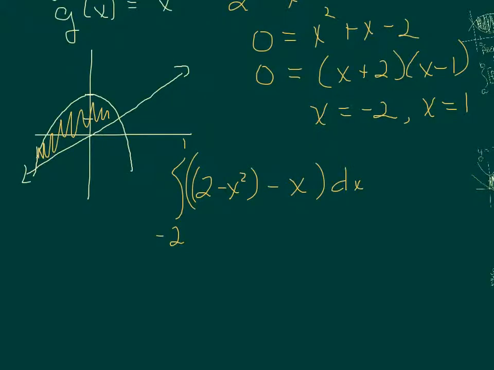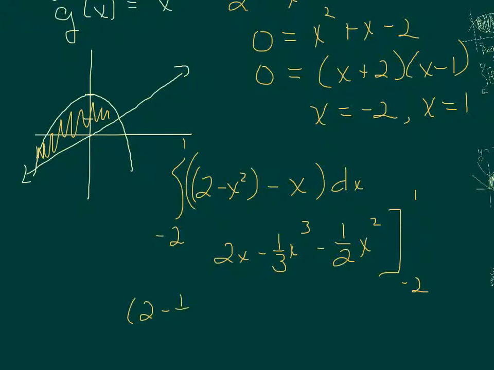We all got the right function. What did you get when you integrate? 2x minus x cubed over 3 minus x squared over 2. So what do you get when you plug in a 1? 2 minus 1/3 minus 1/2. That's what I got.